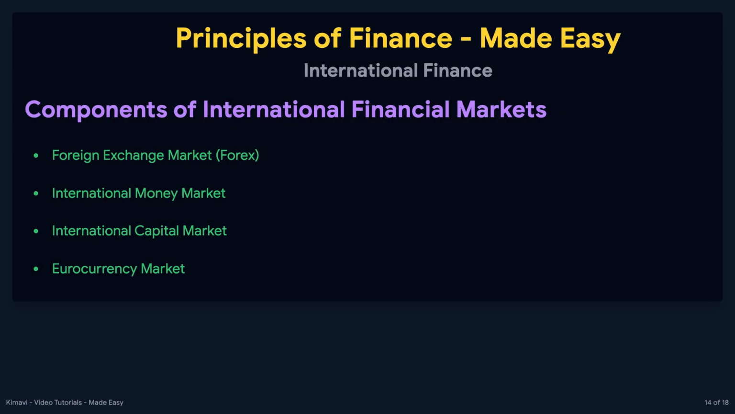The components of international financial markets include the foreign exchange market, or Forex, which is the largest financial market in the world where currencies are traded. The international money market deals with short-term borrowing and lending with maturities of 1 year or less. The international capital market deals with long-term borrowing and lending, including bonds and equities. Lastly, the euro currency market is a market for currencies held in banks outside their country of origin.